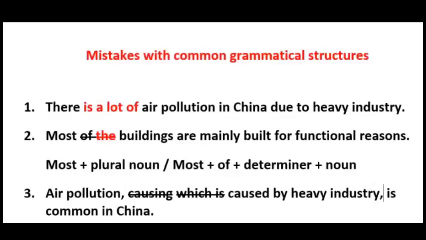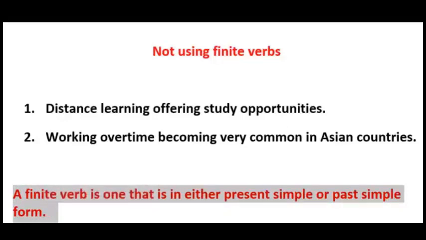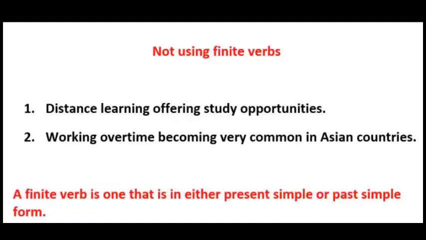And this is a reduced relative clause. Another problem is with the use of finite verbs. Now a finite verb, we look down here, is one that is in either present simple or past simple form. And every sentence needs to have a finite verb in English. So let's look at these first two. Distance learning offering study opportunities, working overtime becoming very common in Asian countries.